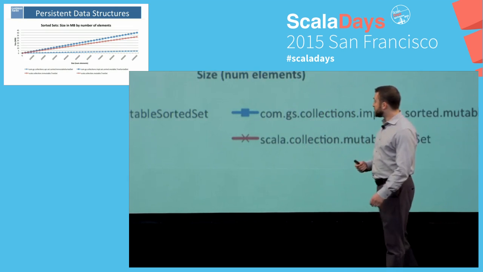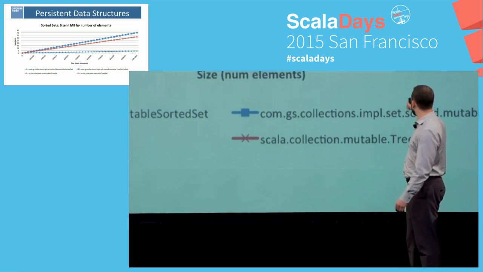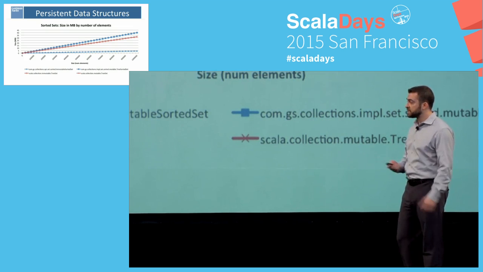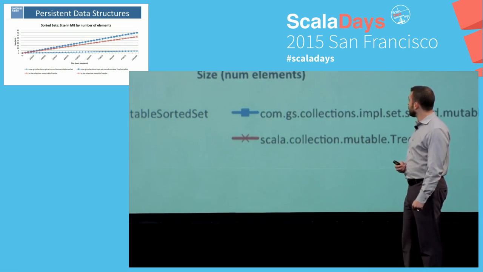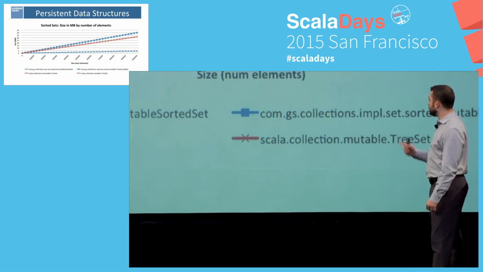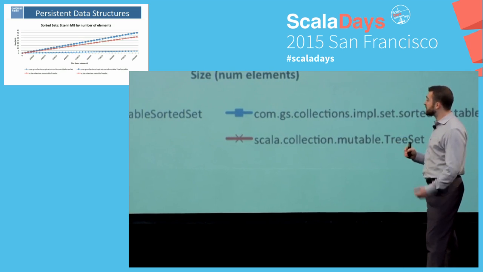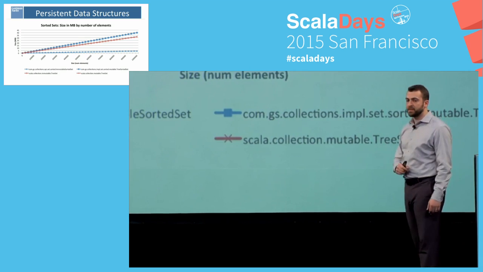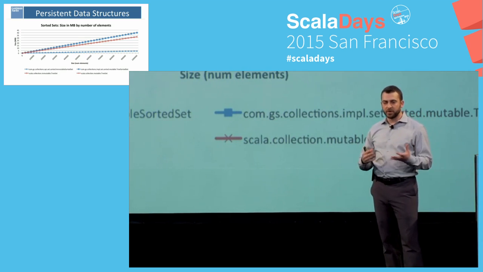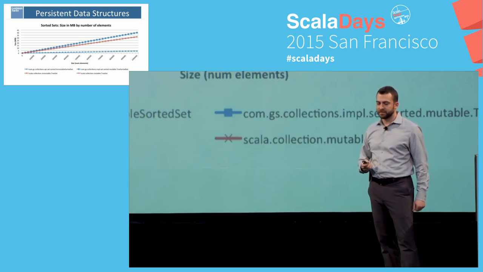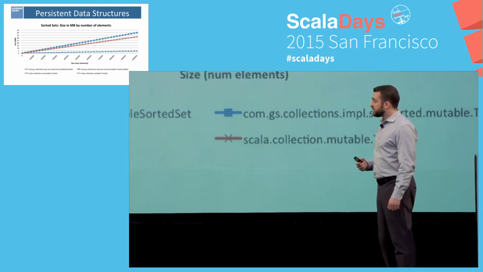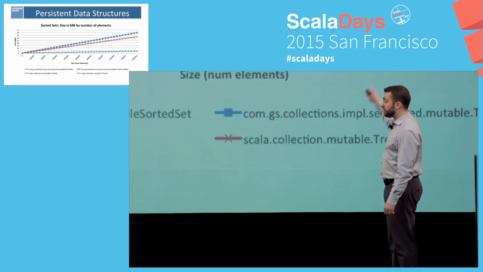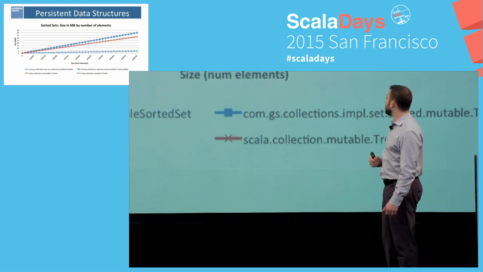This memory chart shows what I was just describing. On the bottom we have the JS collections sorted set, which is again the same size as an array. Both of the Scala trees, the mutable tree set and the immutable tree set, have the same internal structure, so both lines overlap here. That's because they both are built by nodes with a left and a right child and the element itself. The JS collections mutable sorted set has a problem, which you can see here, a memory problem rather.